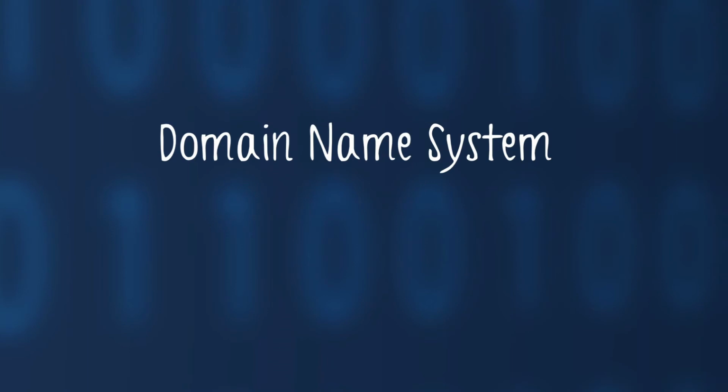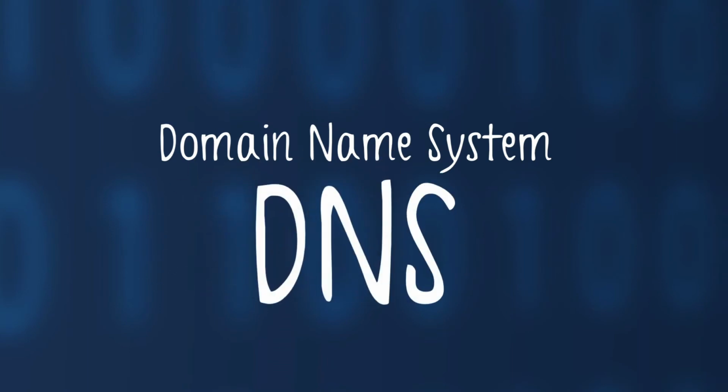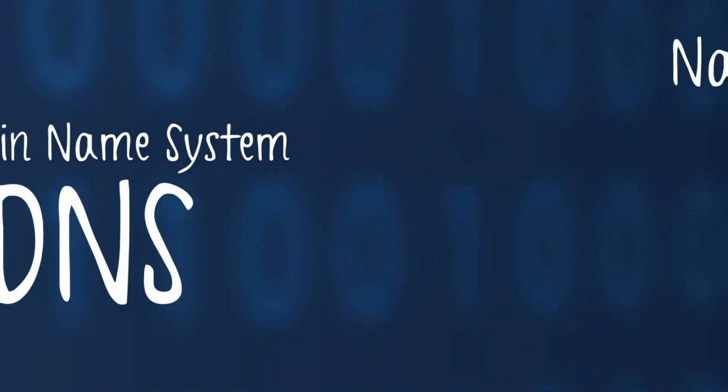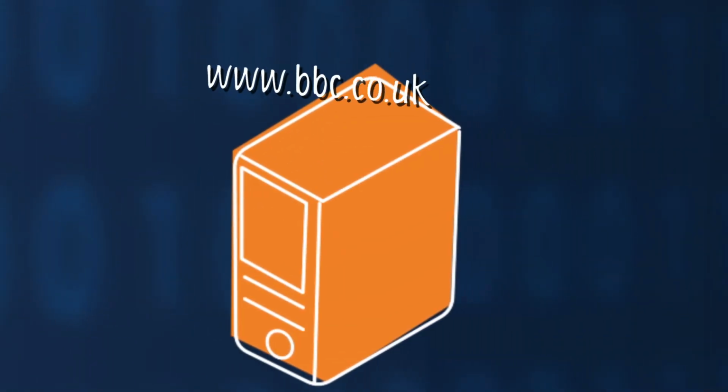So how does the computer know which domain name matches the IP address? To do this, we use the Domain Name System, or DNS for short. The individual servers that make up this worldwide system are called name servers. A server is what we call a computer that provides a service. When a DNS server is given a domain name, it looks it up in its database. If it is in there, it will find which IP address it matches.